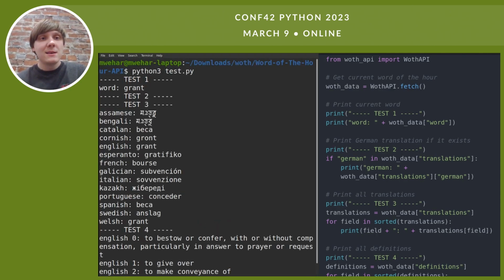Okay, you can see that it actually returned that the current word is grant. We don't have a German translation, unfortunately, for this word. So hopefully crowdsourcing might help us to fill in that German translation. But you can see we have translations into many other languages, and we have some definitions below as well. So using the WAF API is as simple as that. You just have to call fetch and then look up the data points that you want.